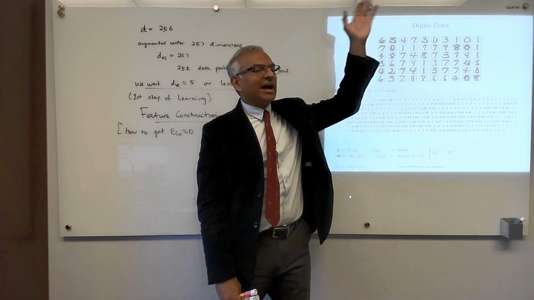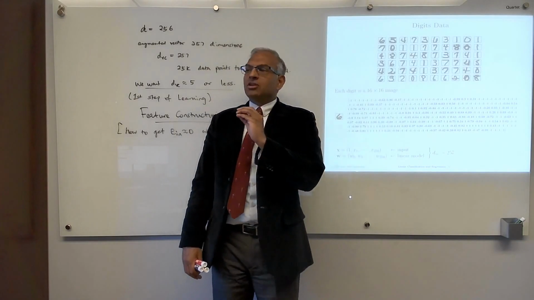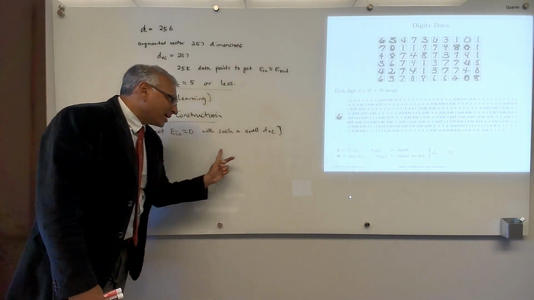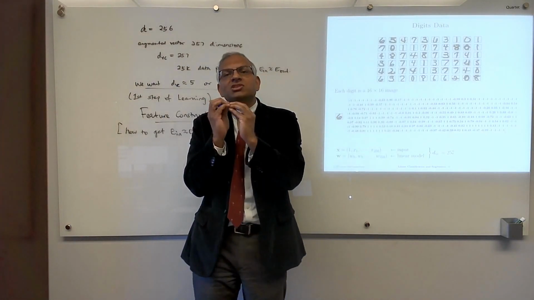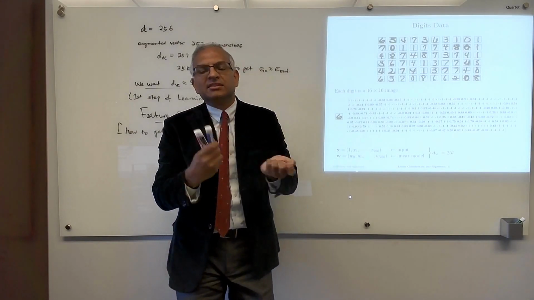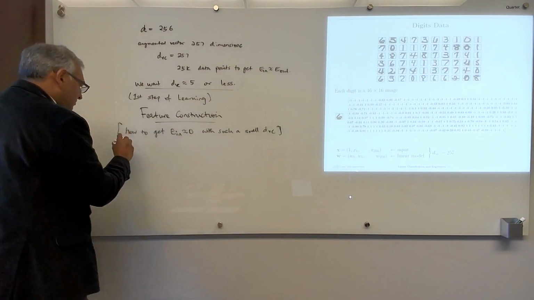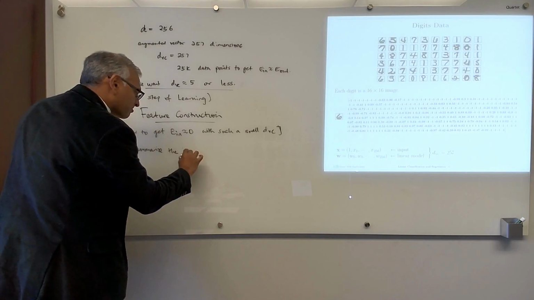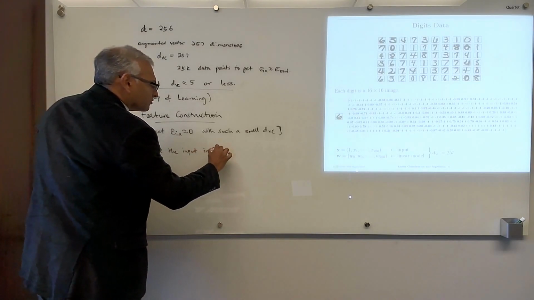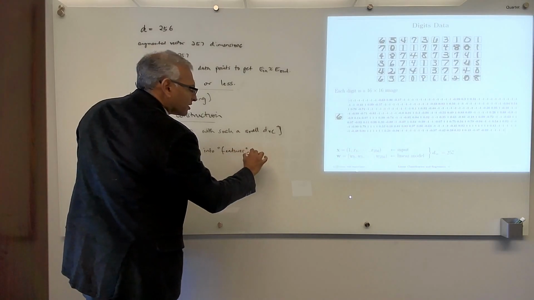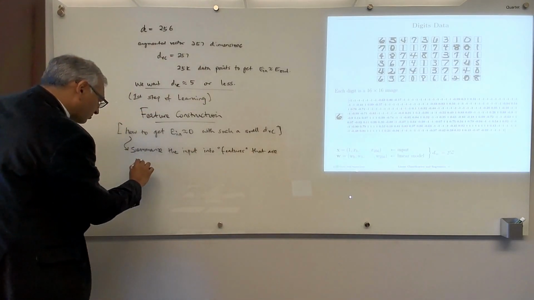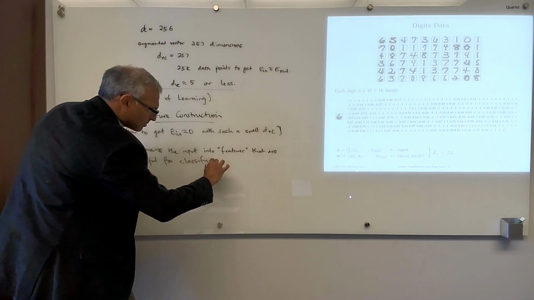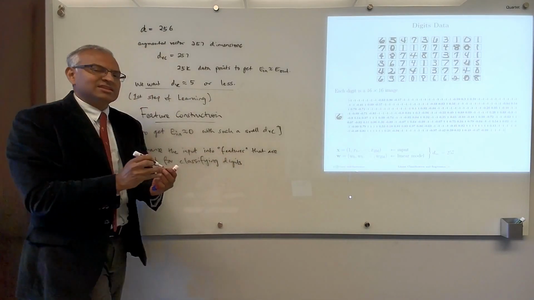Okay? So there's a lot of redundant information in the data, but there's also a lot of useless information in the data. Okay? And so what we can do is we can try to summarize the input into features that are useful for classifying digits.